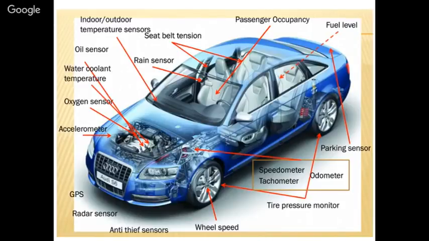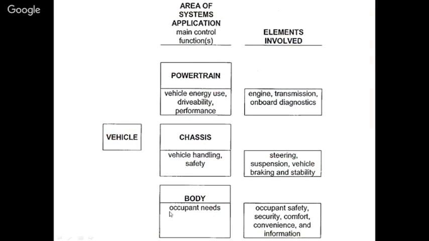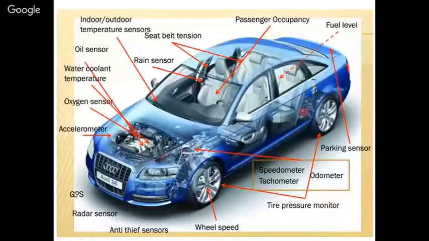So if we take a look at this picture, you can see what a variety of sensors are used. So you have a GPS at the front, radar sensors, anti-theft sensors, wheel speed sensors. I'm just going anti-clockwise now from here. So we have the global positioning system sensors, radar sensors, anti-theft sensors, wheel speed sensors, tire pressure monitors.